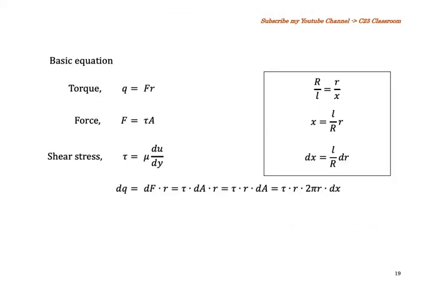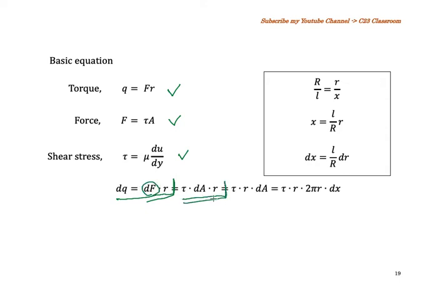So then we have three basic equations. Torque is equal to F times r, F is equal to tau times A, and tau is equal to mu du over dy. Here we substitute into the equation. So we have dQ is equal to dF times dr. Then we substitute the value of F here, so it becomes tau dA and dr.